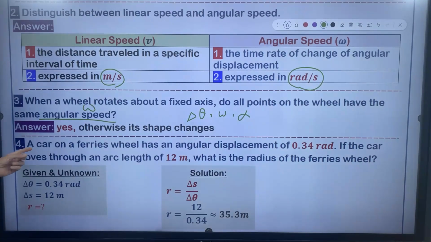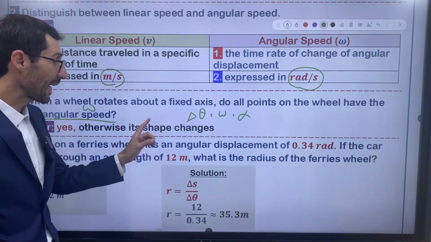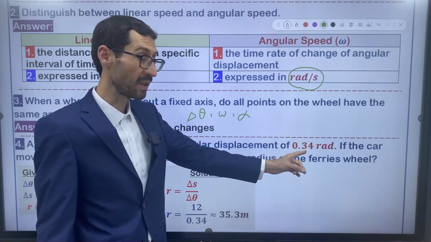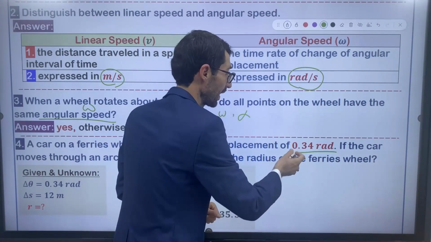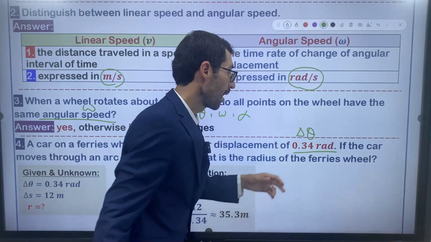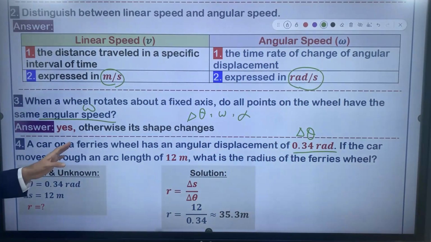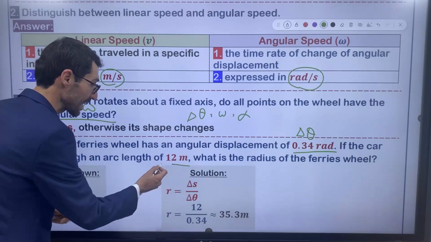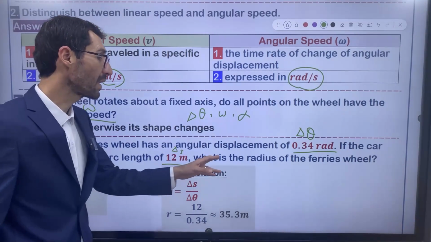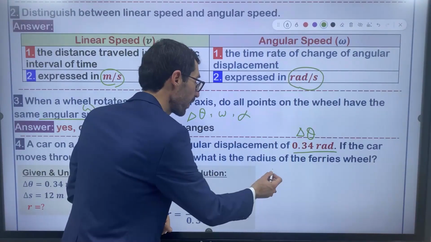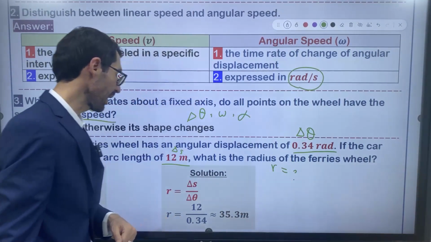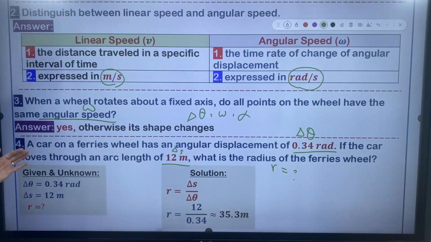Question number 4. A car on a Ferris wheel has an angular displacement of 0.34 radian. This is delta theta. If the car moves through an arc length of 12 meters, this is delta S. What is the radius of the Ferris wheel? So we look for R, the radius of the wheel. Information available? Yes, everything is available. Delta theta is given in radian, and delta S is given in meters.